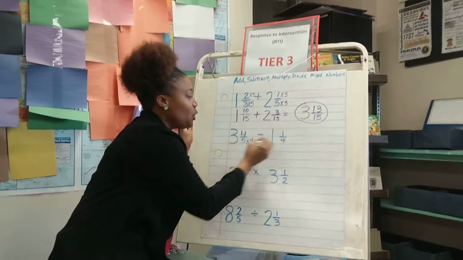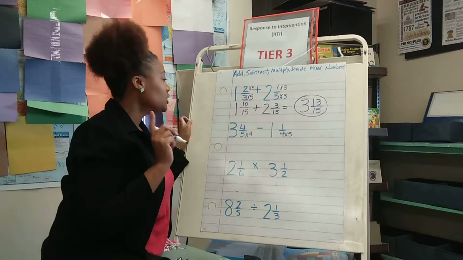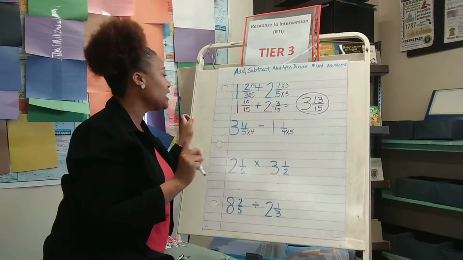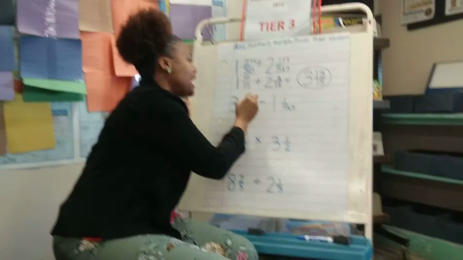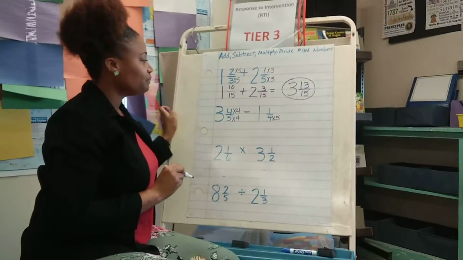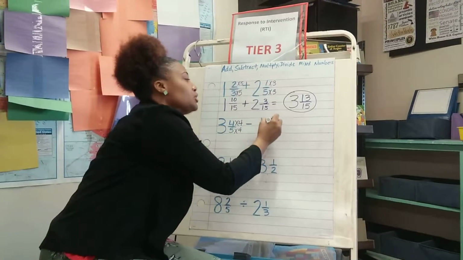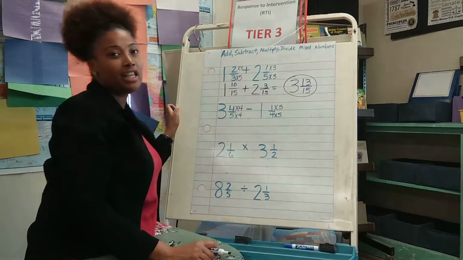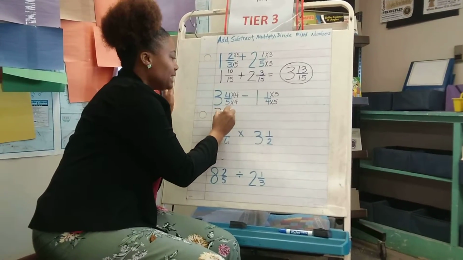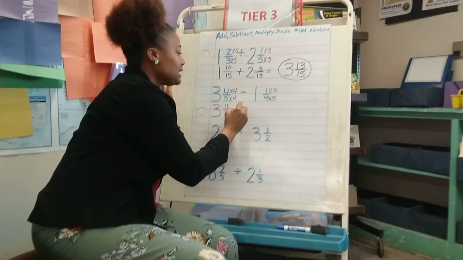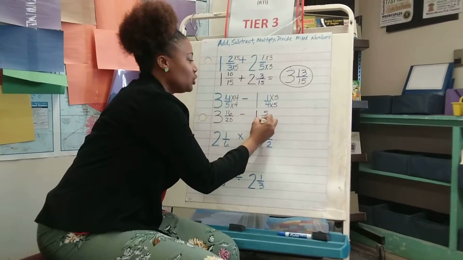So 5 times 4 is 20 and 4 times 5 is 20. And remember, to generate an equivalent fraction, if I multiply by 4 in the denominator, I must also multiply by 4 in the numerator. Again, if I multiply by 5 in the denominator, I must multiply by 5 in the numerator. Okay, so the equivalent fraction is 3 16/20. An equivalent fraction here is 1 5/20.